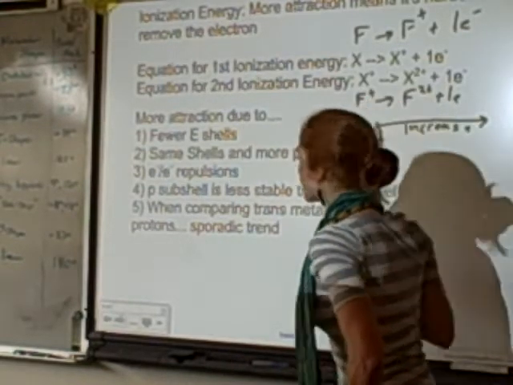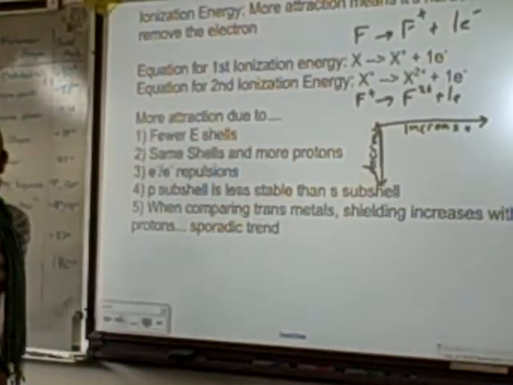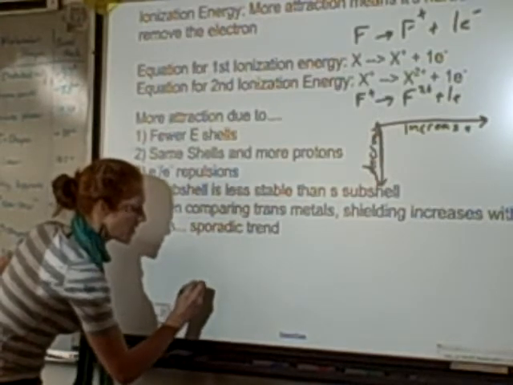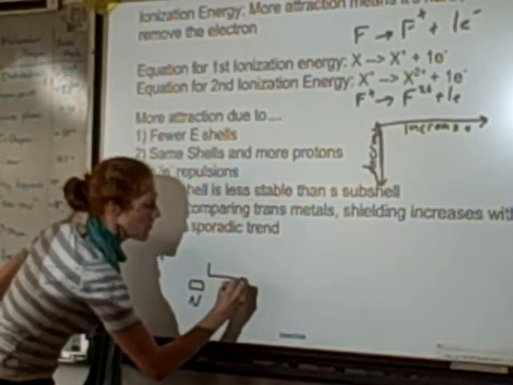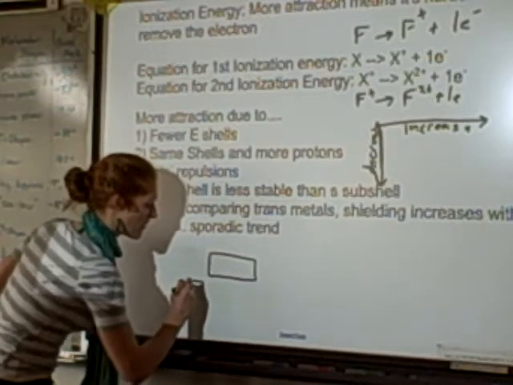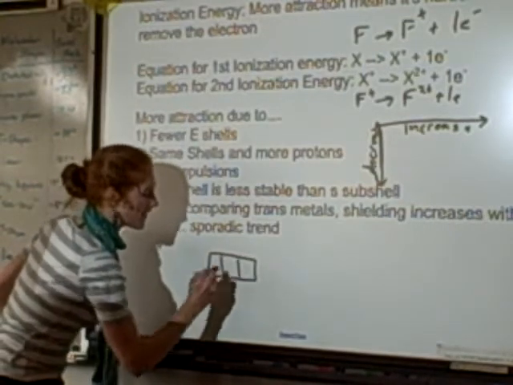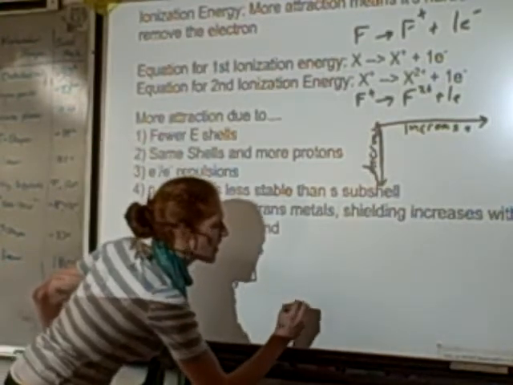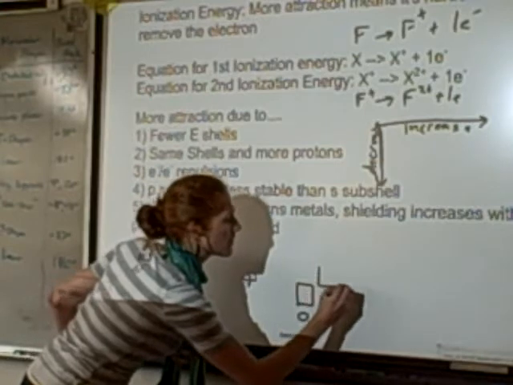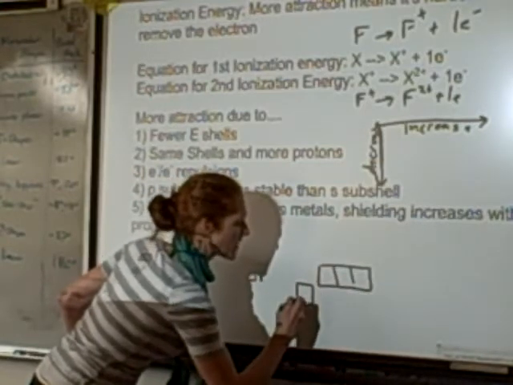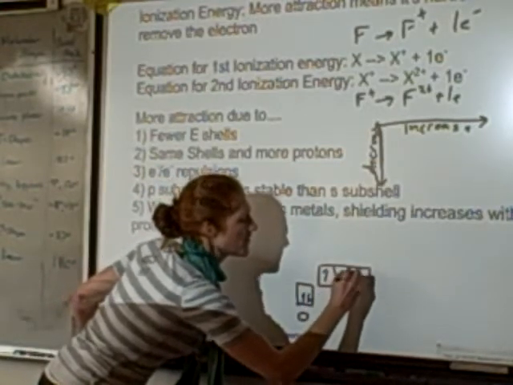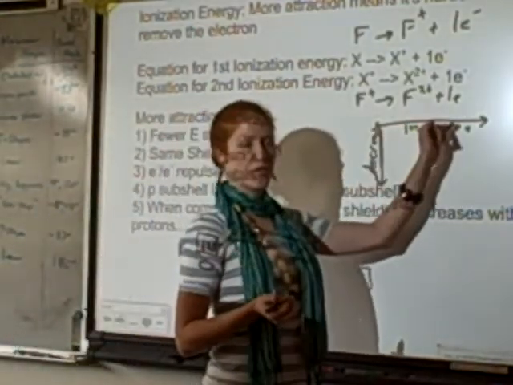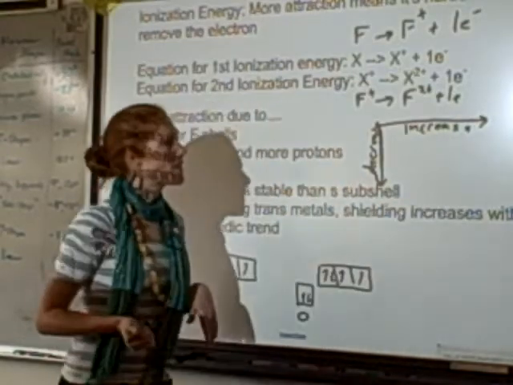Let's look at something that would have more electron-electron repulsion. So if I were to compare nitrogen, I'm just going to draw the orbital box diagram for the outer electrons. It has 5 valence electrons, so 1, 2, 3, 4, 5. And oxygen has 1, 2, 3, 4, 5, 6, following Hund's rule.